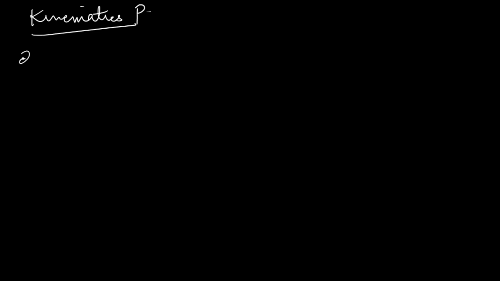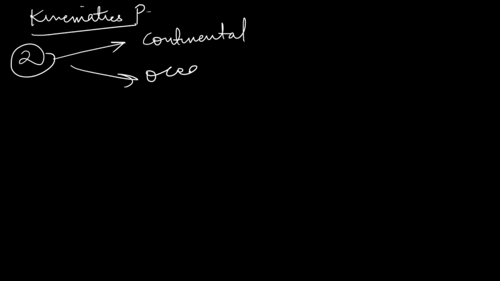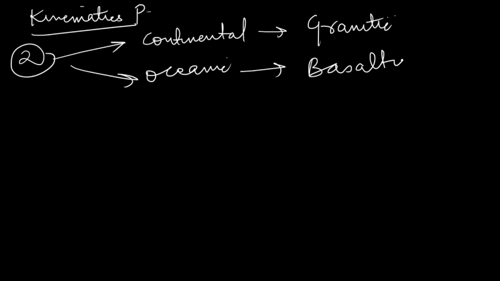As per the kinematics part, there are two types of plate. First one is the continental plate and second one is the oceanic plate. The continental plate is dominant in granitic rocks, whereas the oceanic plate is dominant in basaltic rocks. We know that a lot of basalt comes out from mid-oceanic ridges. Okay, then this was the types of plate.